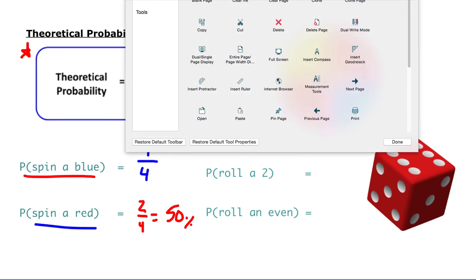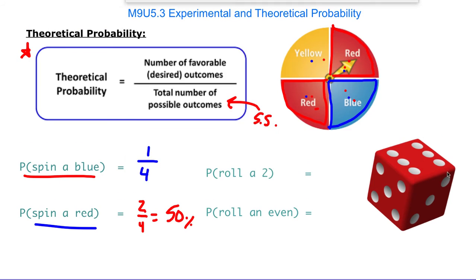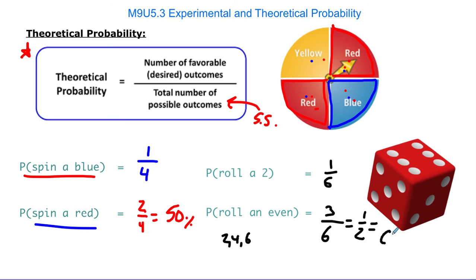Same thing here. To roll a 2 on here, oh, spinning wheel of death. There's only one 2 on a die. So this is 1 out of the 6 possibilities that we saw in the sample space. And rolling an even number, well, evens are 2, 4, or 6. So there's 3 possibilities out of those 6 possibilities total sample space, and that's 1/2 or 50% or 0.5. Cool? Great. Let's move on.